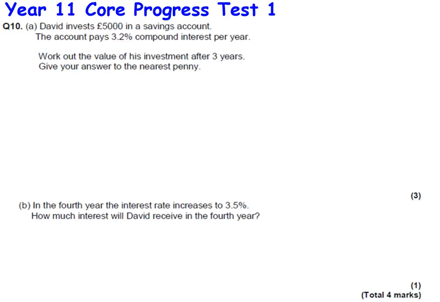Welcome to question 10 on the Year 11 Core Progress Test 1. Now question 10 is all about compound interest.